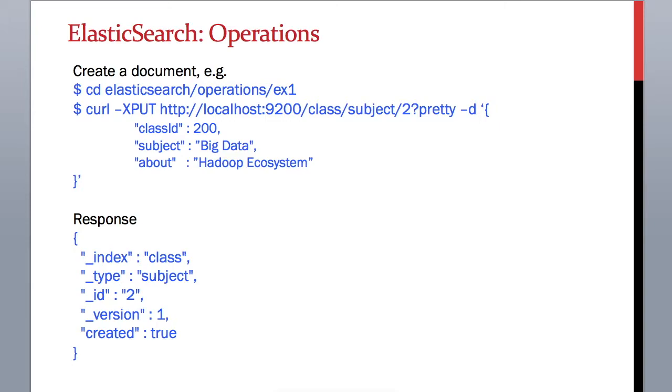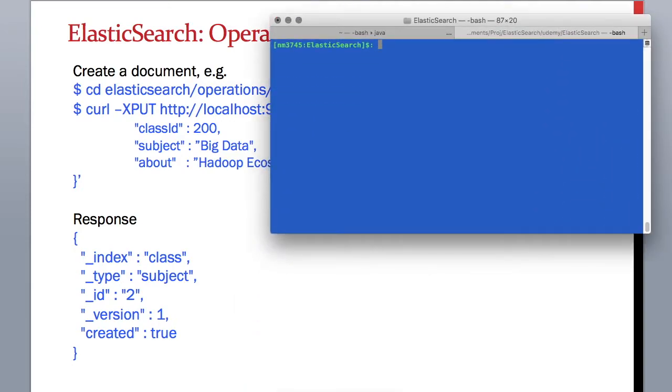So let's bring our terminal, and under Elasticsearch, we'll go to Operations and Example 1. In here you will find 3 files. Since we need to create the index first before we can store a document, we'll create the index, and it's under create_index.curl file.